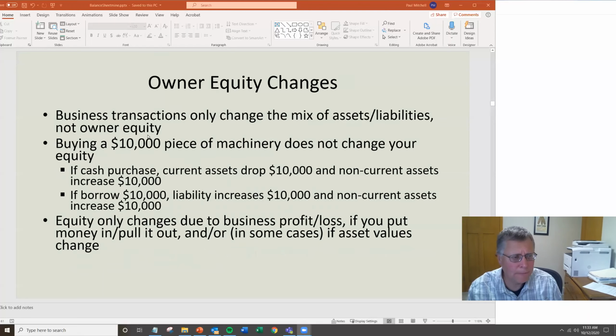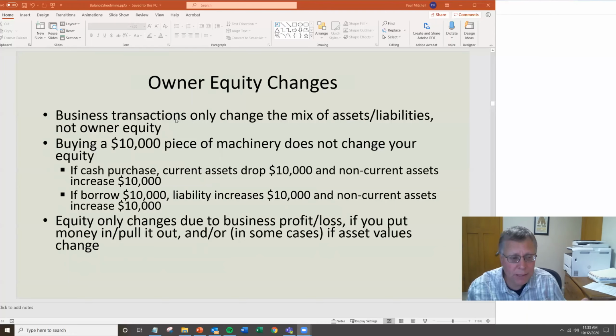That stays the same. So, let's say you buy a $10,000 piece of equipment. I don't know, a disc or a plow or something like that. If you bought it with cash, your current assets would go down $10,000 because you removed $10,000 of cash, and you just converted it into a non-current asset, a piece of machinery. So that would go up $10,000. Instead of taking your cash, you borrowed the money. Your liability would increase by $10,000, and your non-current assets would go up by $10,000. And so you're moving it around in there.